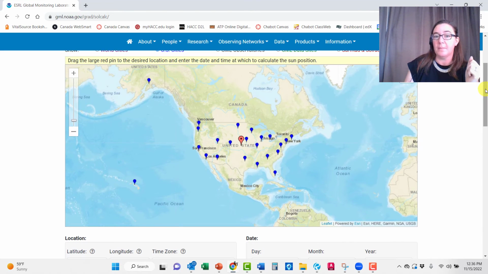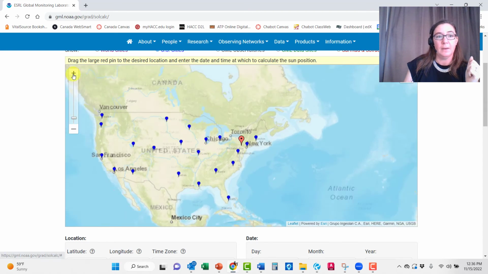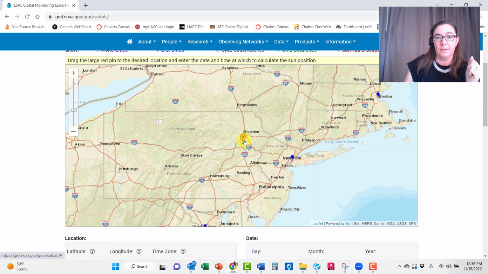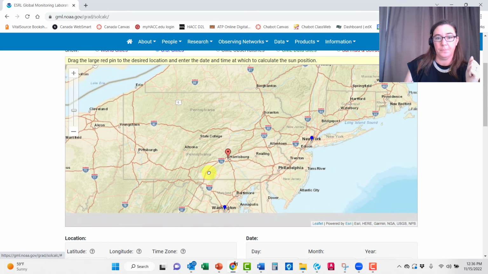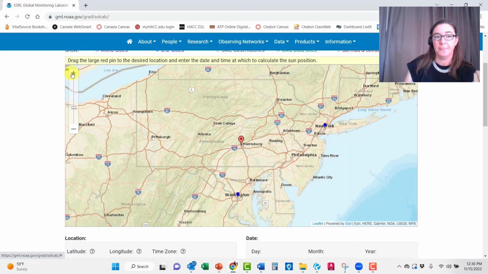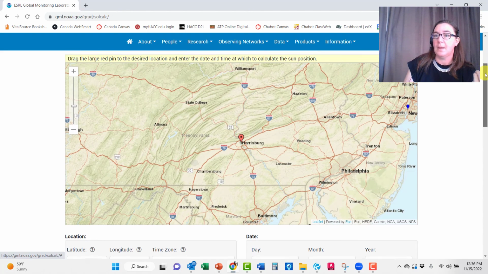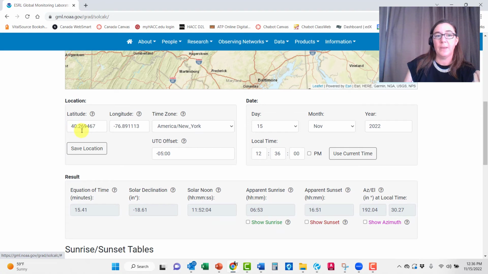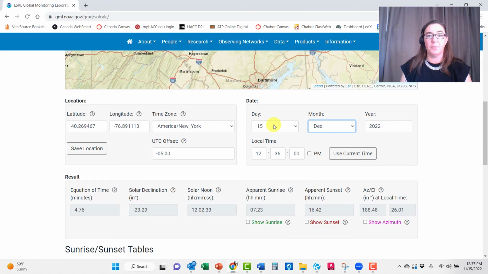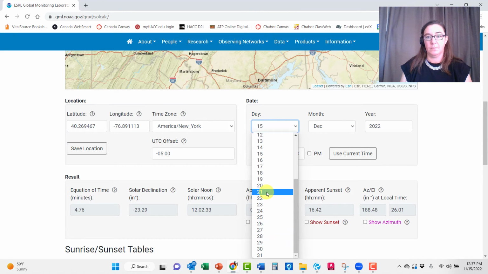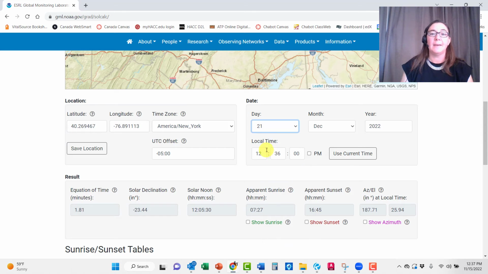So let's use the example of Harrisburg, Pennsylvania, and slide in. Let's go see if we can find it. There we go. Here we are in Harrisburg. And sliding down, we can see that we are about latitude 40. And you can pick a specific date or time. So for example, let's pick December 21st. And let's pick noon.